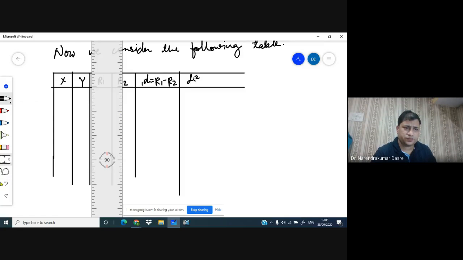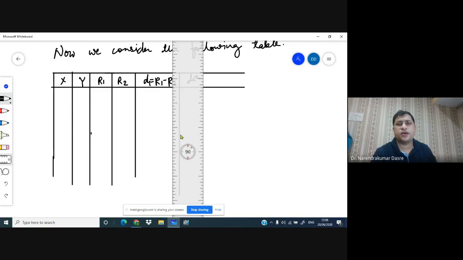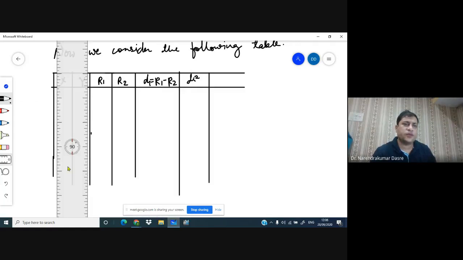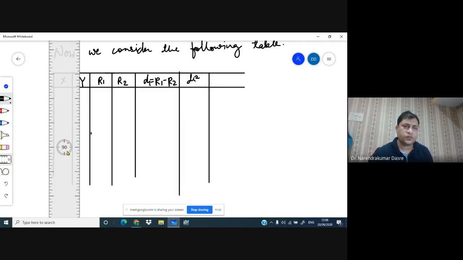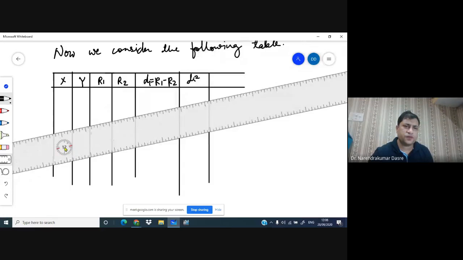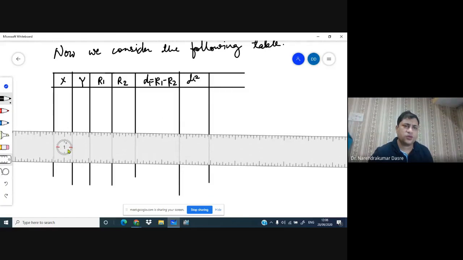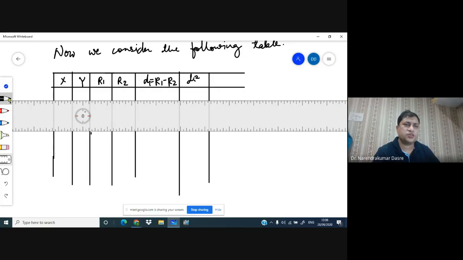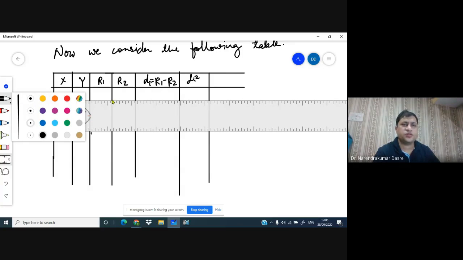You can call it di and di square. Now we have observations. How many observations do we have? Six observations.